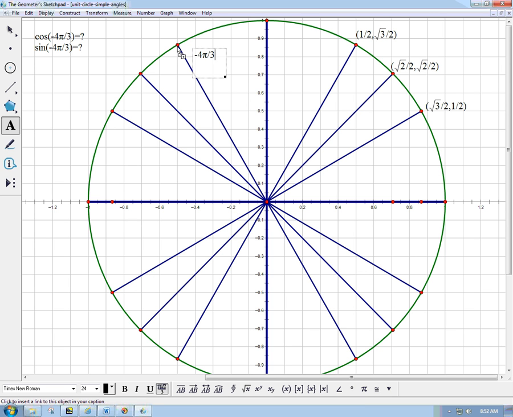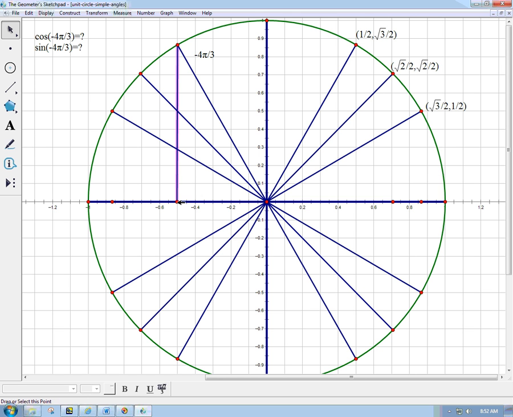Minus 4 pi over 3 is right here. It's this point. And then what's the cosine and sine of that? Remember, on the unit circle, all that means is the x value and the y value. Okay, so we could drop a perpendicular. I'll do it just freehand, although I should do it more exactly. Okay, and then we've got a triangle. Hypotenuse equal to 1, and then the y is the sine and the x is the cosine.